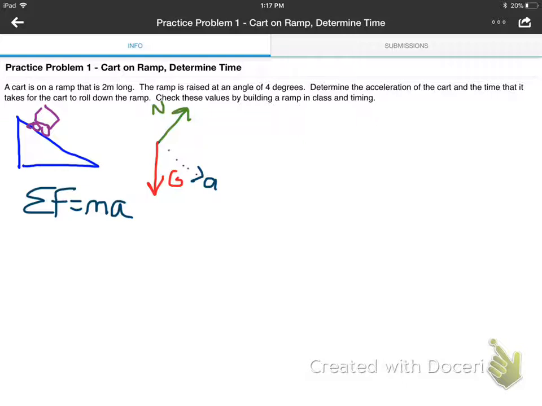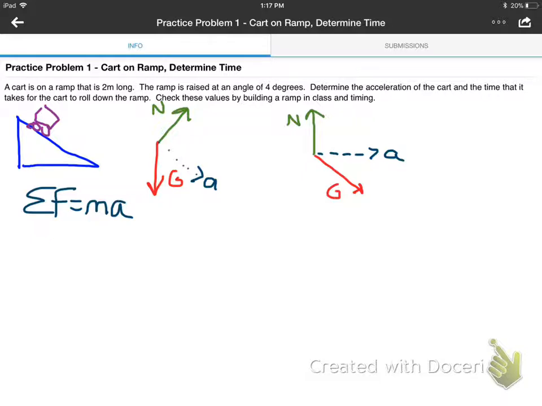Now, the acceleration doesn't line up in the x and the y, so it would either show up in both, or what we're going to do here is we're going to rotate this thing around, and when we do that, it's going to look like this. And now the acceleration is all in the x direction. It makes it a whole lot easier to solve this problem.